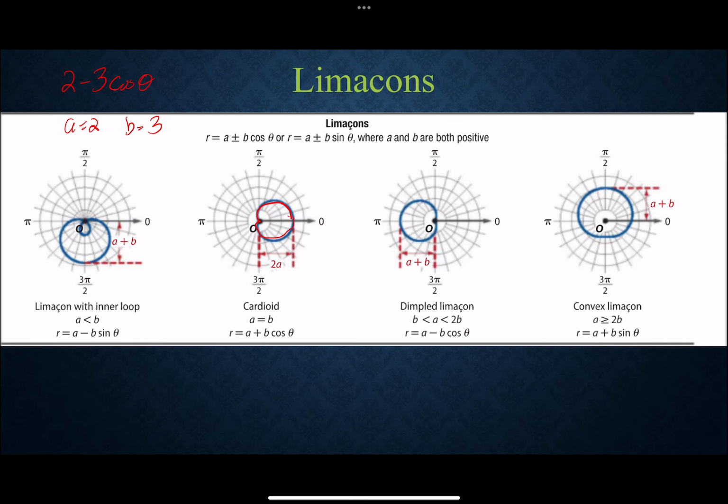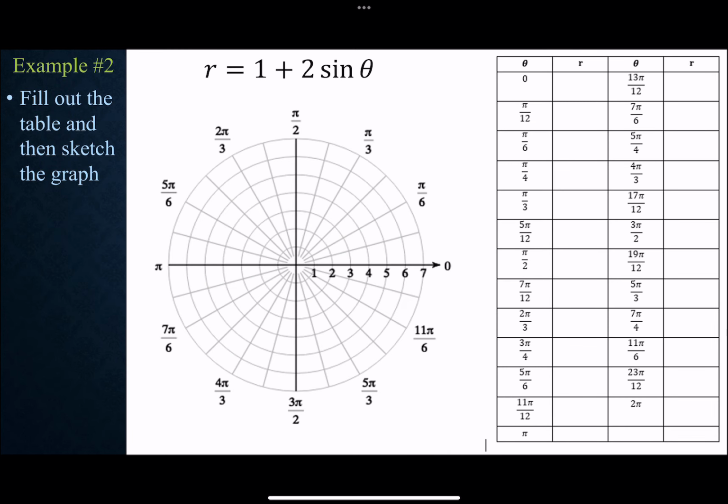Dimpled limacon is when A is bigger than B but still smaller than twice B, and it's starting to get a little flatter right here on the one side, whereas the convex limacon is very flat on the one side. This is where A is greater than or equal to 2 times B. All right, so each one of these graphs is still created the same kind of way. We're still using that table. We can recognize, though, that this will be a looped one because A is 1 and B is 2, so we should create an inner loop when we go through this.